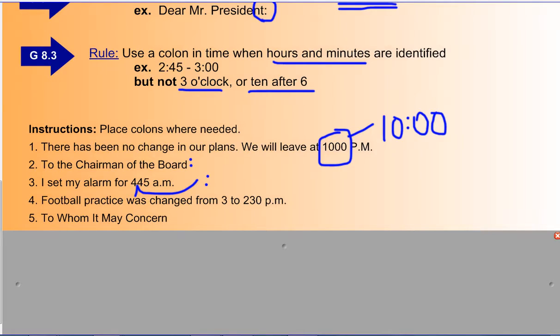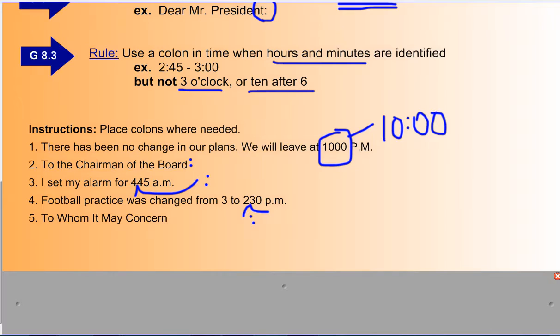If football practice was changed from 3 to 2:30, we don't need a colon here at the 3 because there's no minutes that are identified. But we do have hours and minutes here at 2:30, so we need a colon in between there. And last but not least, when we have a letter and we don't know to whom to address it, "To Whom It May Concern" gets a colon because that's pretty formal.